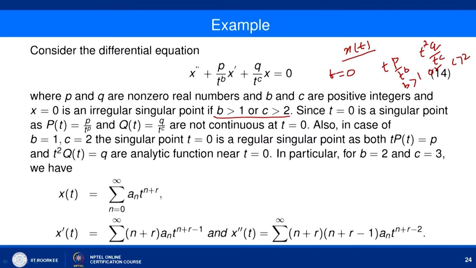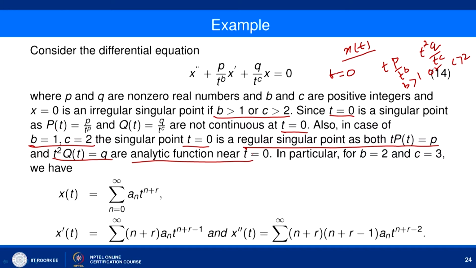As already written here, t equal to 0 is a singular point because p of t equal to p upon t to the power b and q of t equal to q upon t to the power c are not continuous at t equal to 0. Also, the case b equal to 1 and c equal to 2 is the case we have already discussed. In that case the singular point t equal to 0 is a regular singular point, as both t p of t and t square q of t are analytic functions.